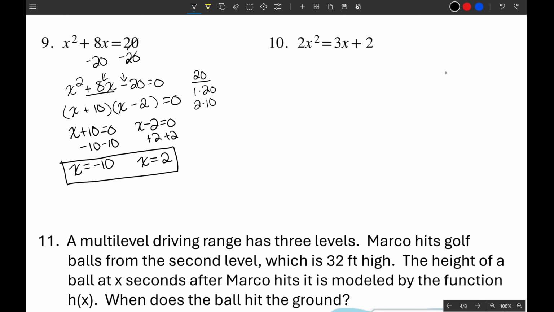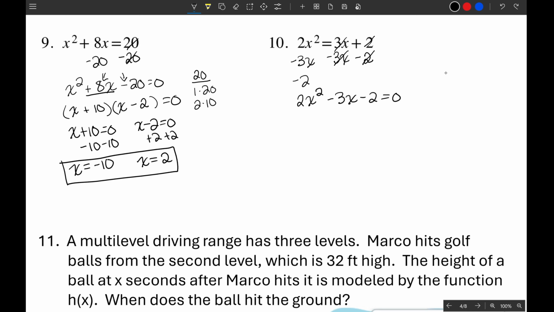Now on number 10, I want the x squared to stay positive, so I'm not going to subtract the 2x squared. Instead, I'm going to move the 3x by subtracting 3x. Now that does not combine with the 2x squared. They're not like terms, so I don't have to worry about putting those together. I'm also going to subtract 2, which is also not a like term with any of those. So I have 2x squared minus 3x minus 2.